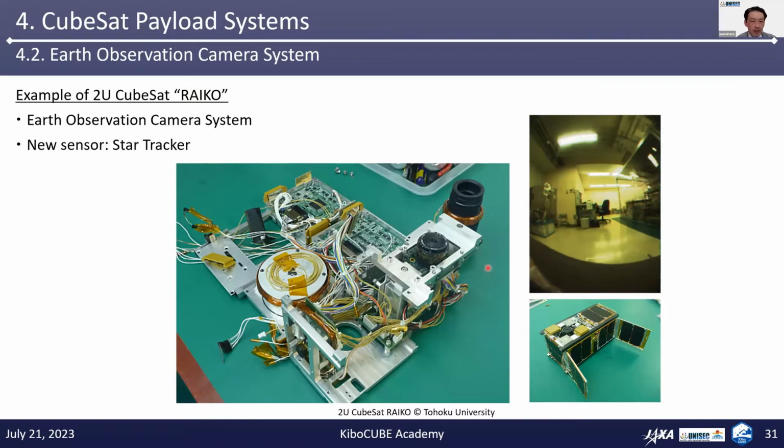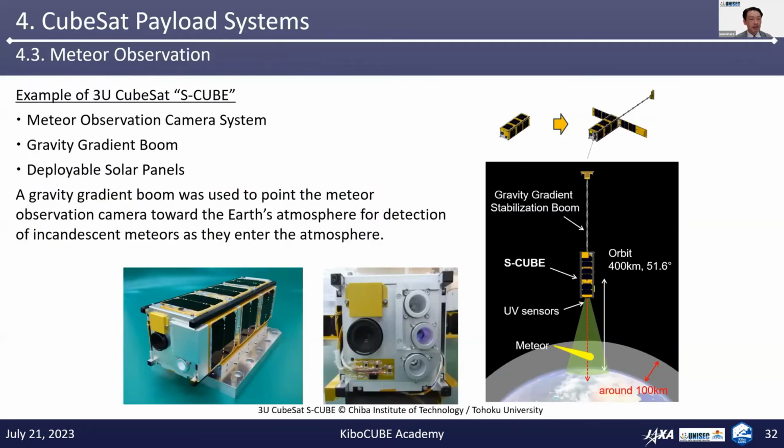So again, you can see that the harness system is very complex and takes a certain volume inside the satellite. So this is the first example of payloads. The next example is the meteor observation instrument.